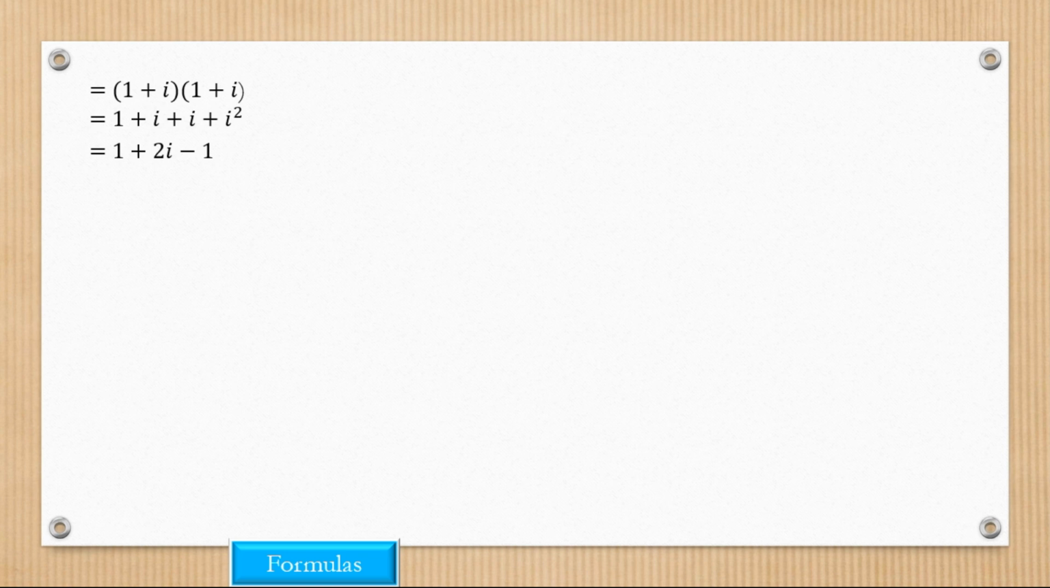So 1 minus 1 is 0. So we end up with 0 plus 2i. So it's an example of a purely imaginary number because the real part is 0. So obviously this is the same as 2i.